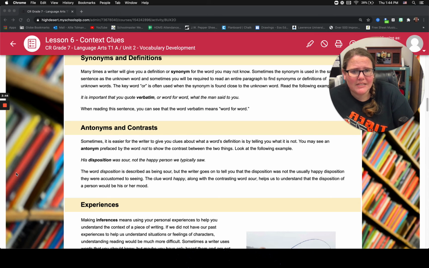The word disposition is described as being sour, but the writer goes on to tell you that the disposition was not the usual happy disposition they were accustomed to seeing. The clue word happy, along with the other contrasting word sour, helps us to understand that the disposition of the person would be his or her mood.